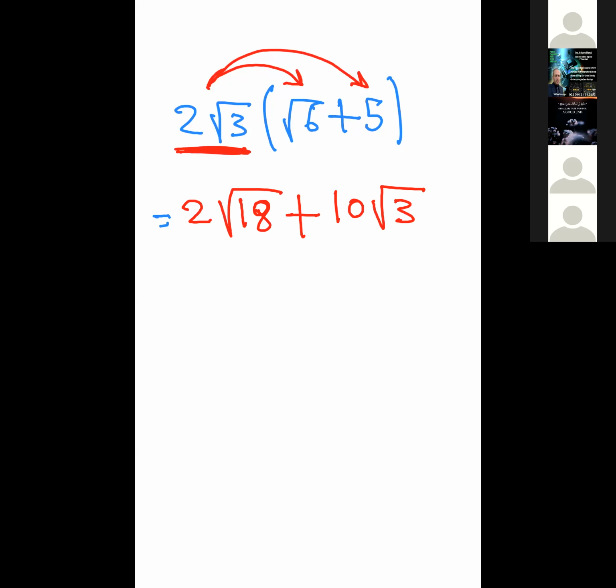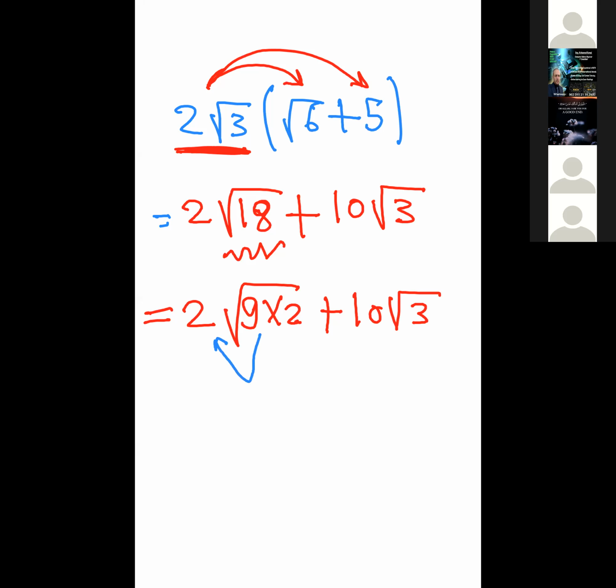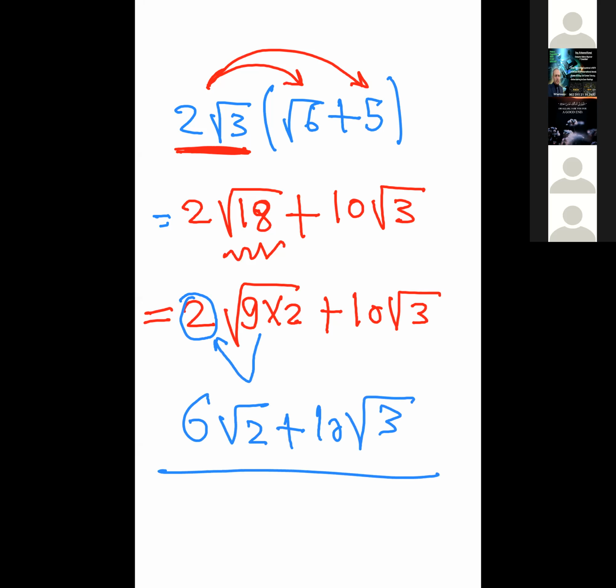Okay, so now we almost finished, but square root of 18 we can simplify, right? So 2 square root of 9 times 2 plus 10 square root of 3. So here, guys, the square root of 9 equals 3. So 3 times this 2 will equal 6 square root of 2 plus 10 square root of 3.